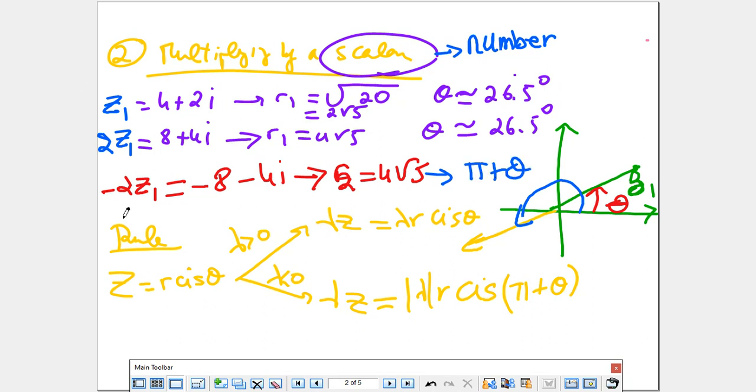So I can deduce the rule. If I have a complex number r cis theta in polar form, when you multiply by a positive scalar lambda, the modulus changes and the result is lambda r cis theta, the angle the same. But if I multiply by a negative number, the answer will be the absolute value of lambda times r cis of pi plus theta.